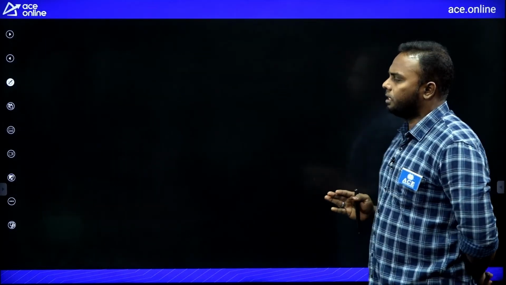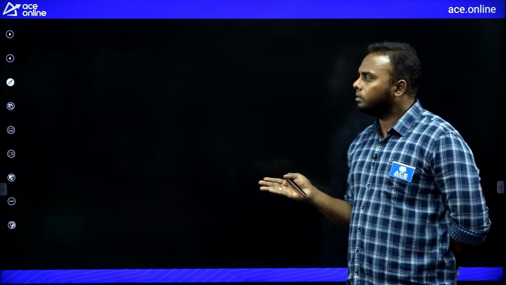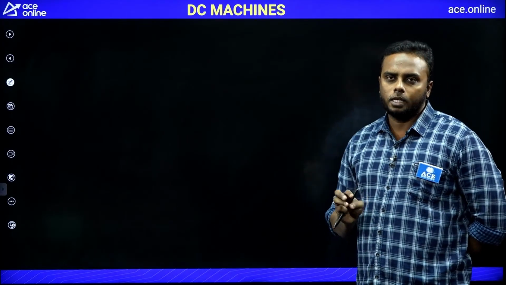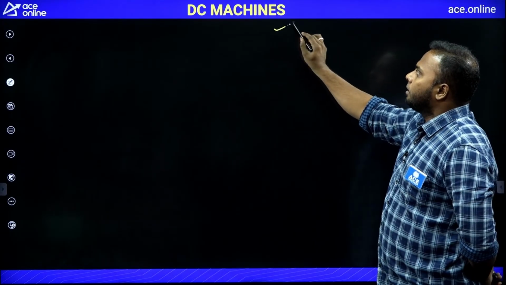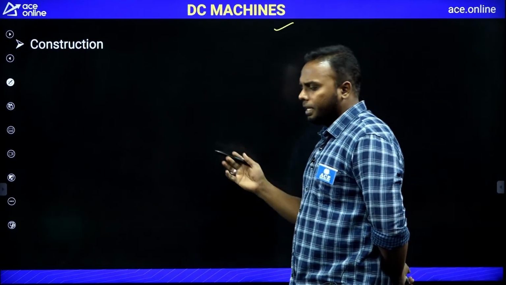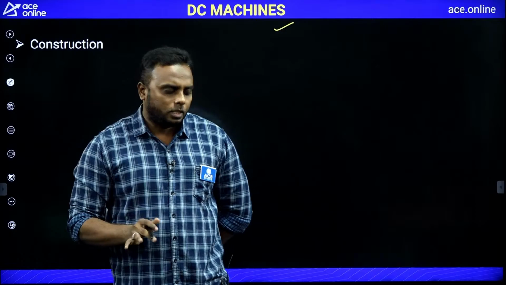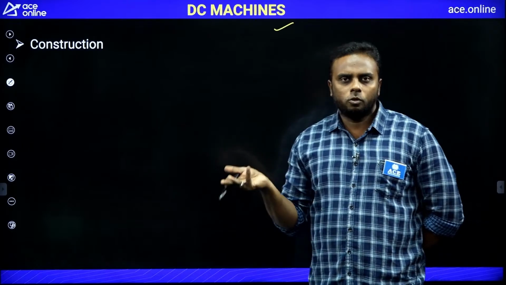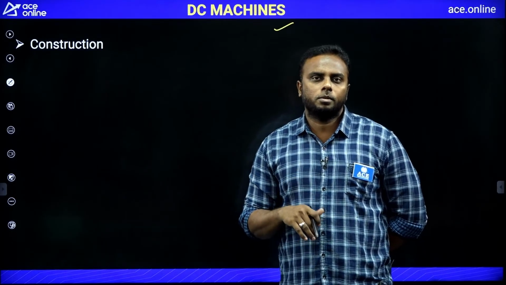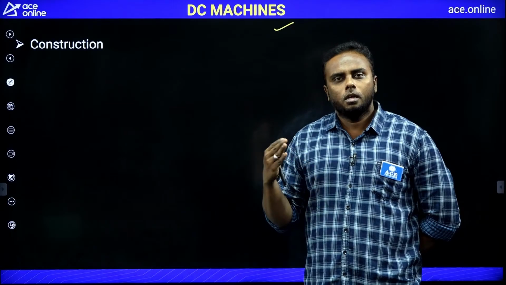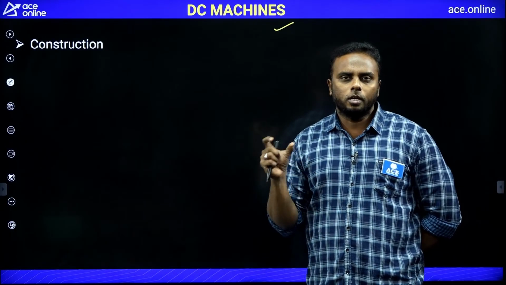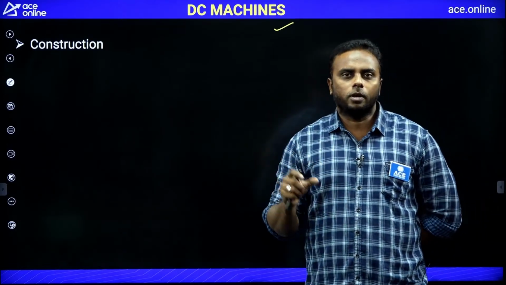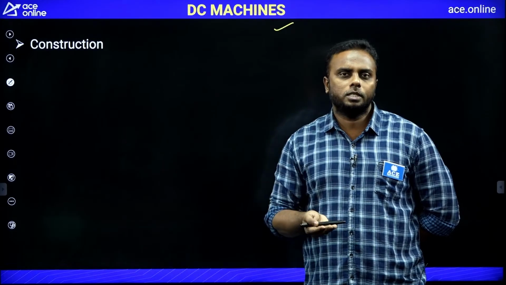So after induction machines, which one can you start? Not synchronous directly, you have to go to DC machines, right? Now in DC machines, what are the important topics? Let's see first. Again construction comes. Construction of DC machine. Here, unlike other rotating machines, you don't have only a stator part and rotor part. You will have some extra parts like yoke or stator frame, as we call it, field poles, commutator, brushes, armature core and armature windings. So all the parts individually we will see in DC machine.